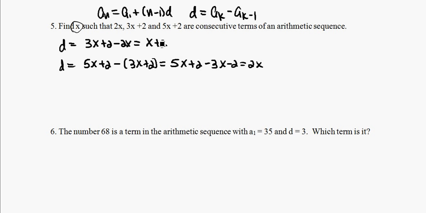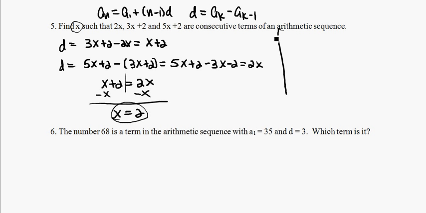So therefore, this common difference that I found between these two terms must equal this common difference that I found between those two terms. So that means x plus 2 must equal 2x. So if that's the case, we subtract x, we get x equals 2. Let's verify that by plugging 2 in and showing that this is indeed an arithmetic sequence.